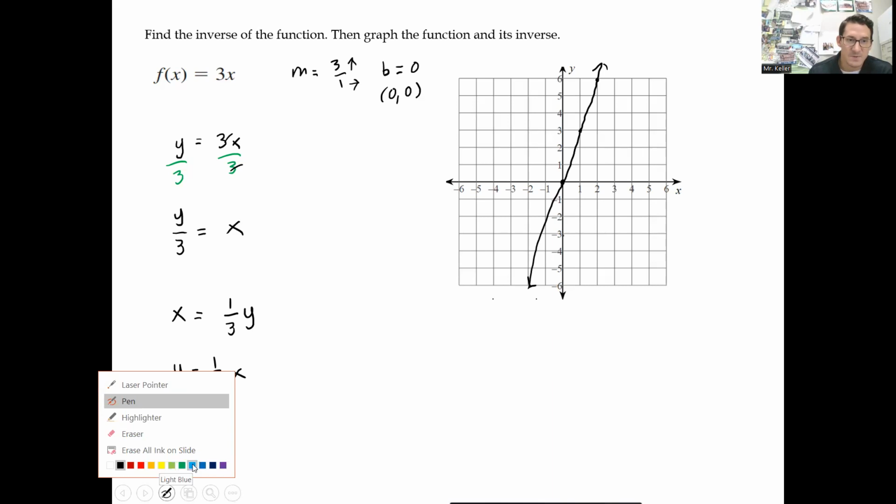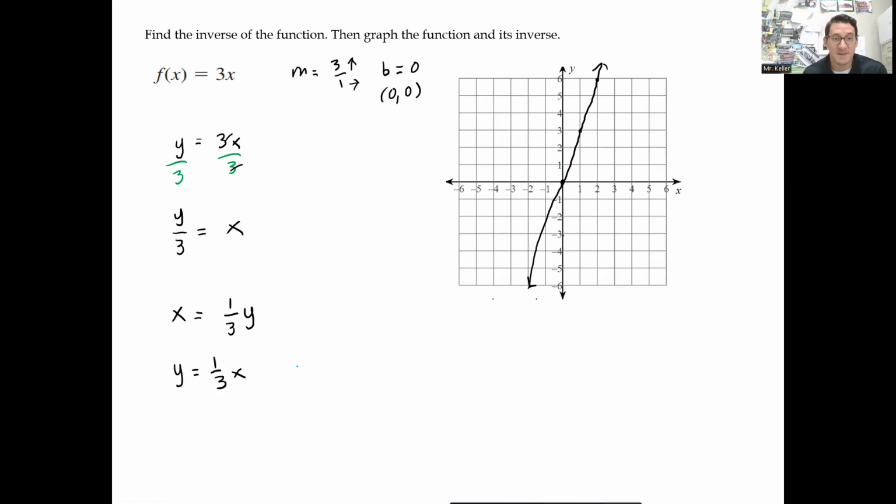So do this one in blue. The slope on this one is 1/3. The y-intercept, again, this one also starts at 0, 0. So I'm going to put a point here.